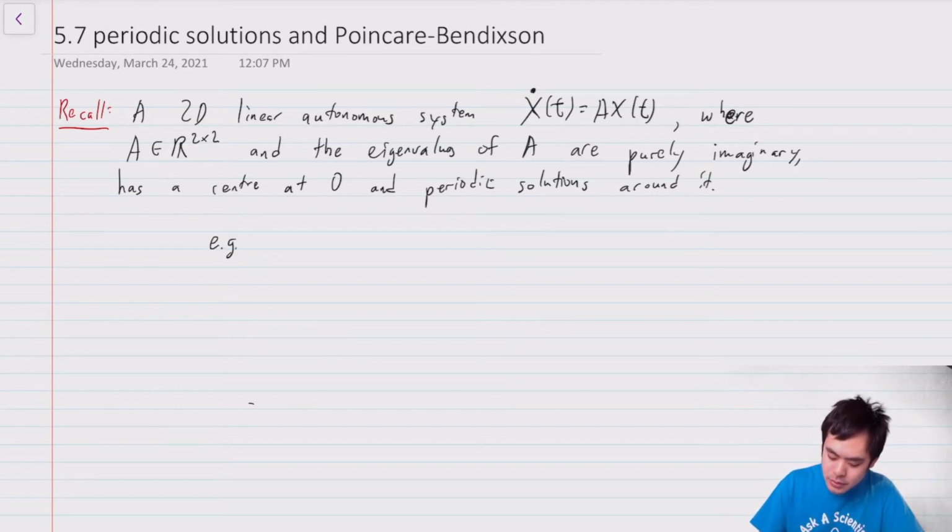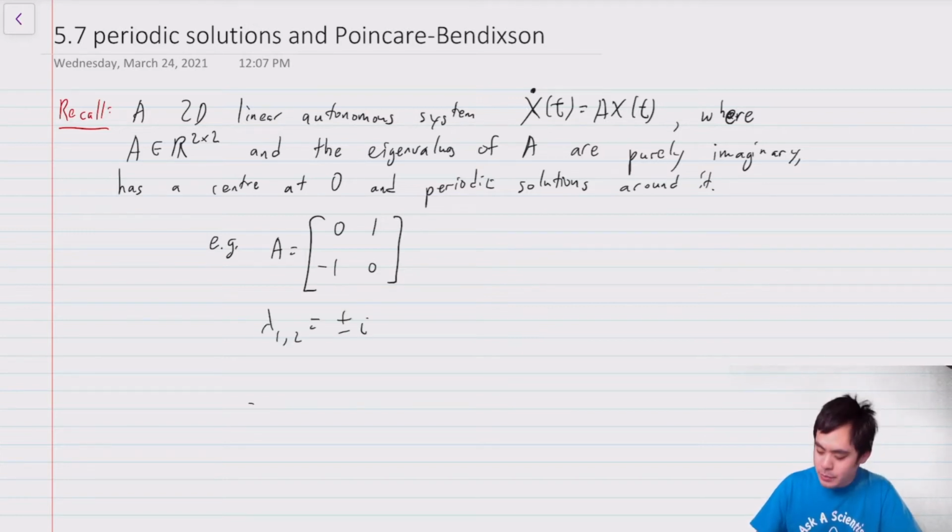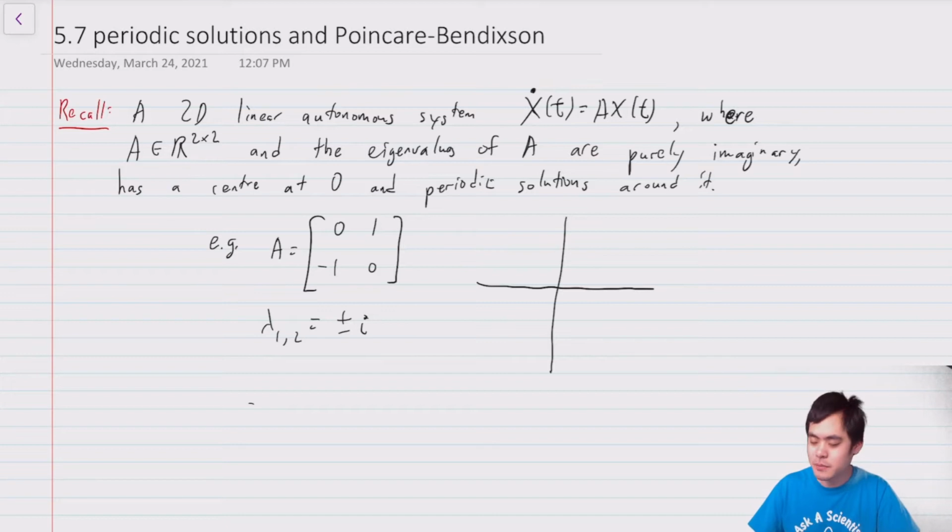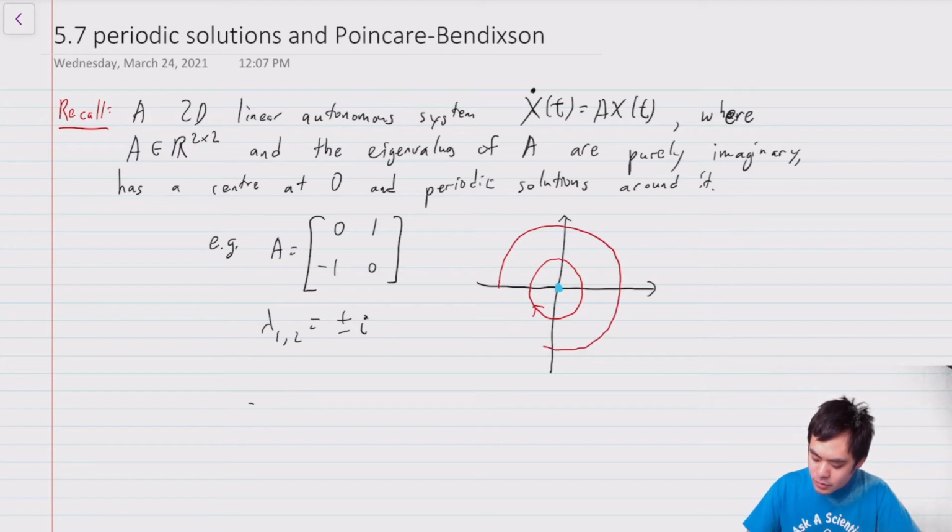For example, in this case here, where A is equal to [0, 1; -1, 0], we know that the eigenvalues, lambda 1,2, are equal to plus or minus i. I'm not going to solve it explicitly here, but you can solve this implicitly using separation of variables, or explicitly by making use of the eigenvalue-eigenvector techniques we had. You just have to deal with some imaginary numbers. What you have is an equilibrium, a center, at 0, and the trajectories follow clockwise circles around the origin.